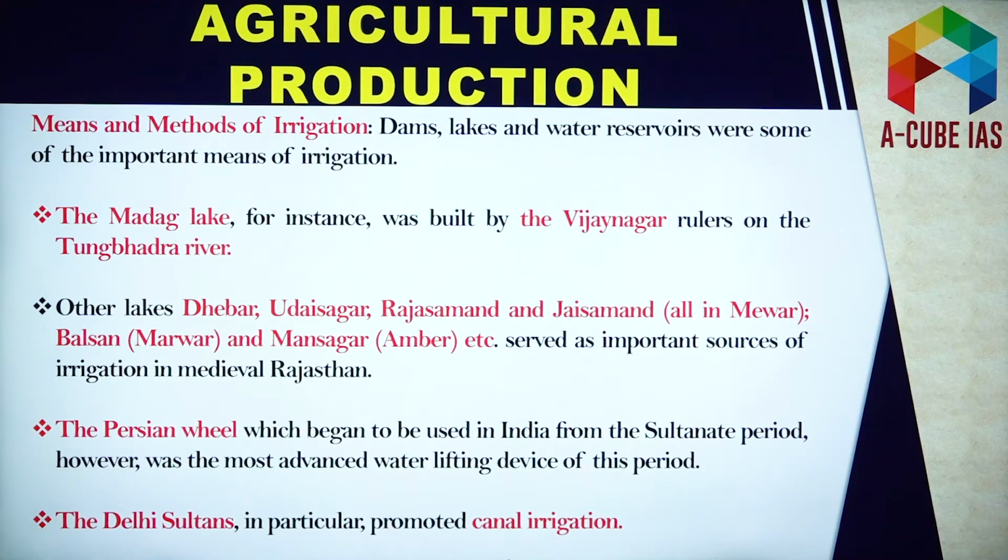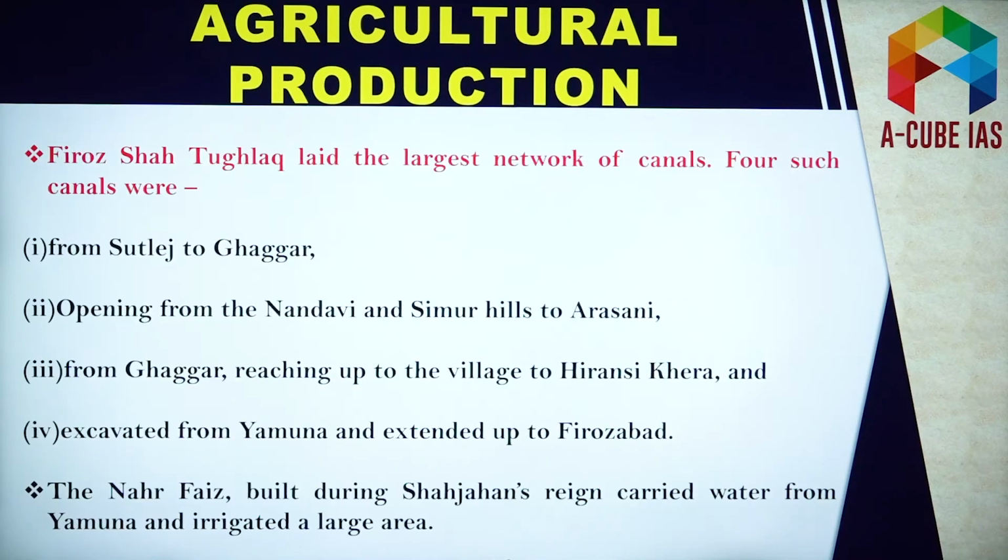Now a number of artificial devices were used to lift water from wells. Pulleys were employed over wells for this purpose. So Delhi sultans in particular promoted canal irrigation. Here you must know about Ghiyasuddin Tughlaq. He built a number of canals for this purpose. And Firoz Shah Tughlaq laid the largest network of canals. And four such canals are frequently mentioned in contemporary sources.